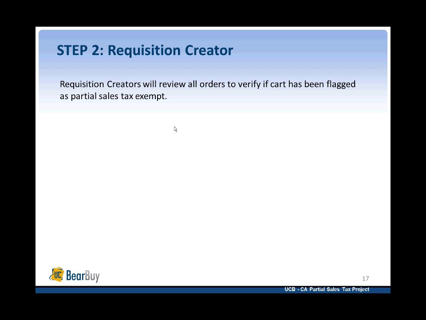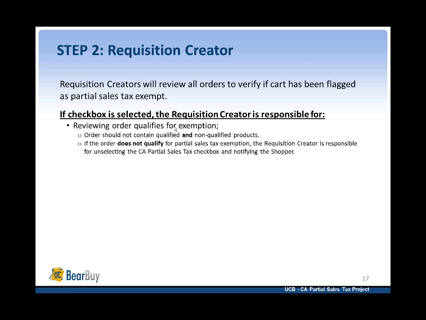So the requisition creator, if the order has been flagged as partially sales tax exempt, needs to review the order to see that it does not contain any mixed items, meaning qualified and non-qualified products. The rec creator should also verify that the order does qualify, and if the order does not qualify, the rec creator is responsible for unselecting the checkbox and notifying the shopper.